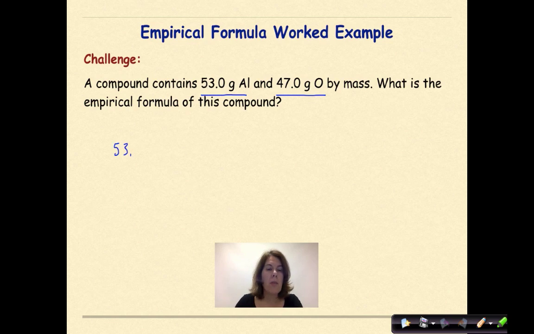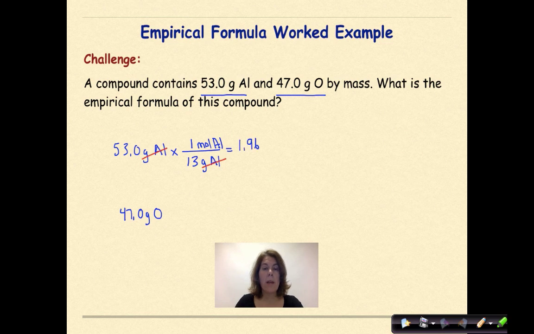So 53.0 grams of aluminum, 47.0 grams of oxygen. Multiplication sign in a line. We know that the atomic mass of aluminum is 13. That is going to be 1 mole of aluminum, equals sign. So again, we know that this is set up correctly. Grams of aluminum cancel grams of aluminum. So 53 times 1 divided by 13 will be 1.96 moles of aluminum. Let's do the same thing for oxygen.